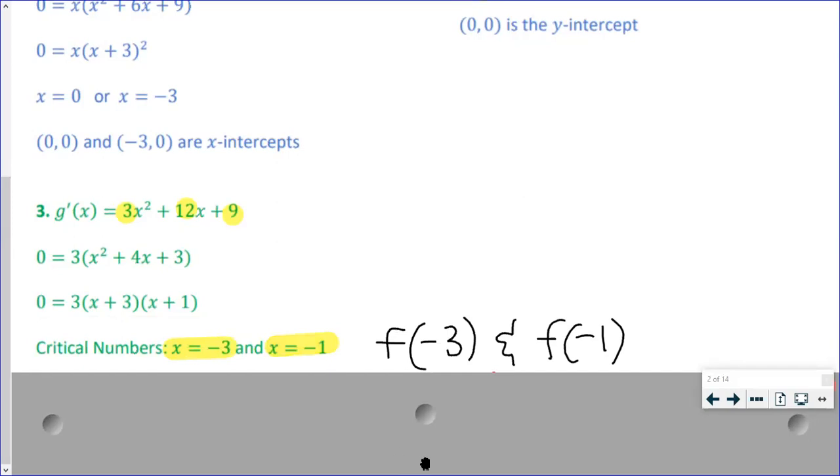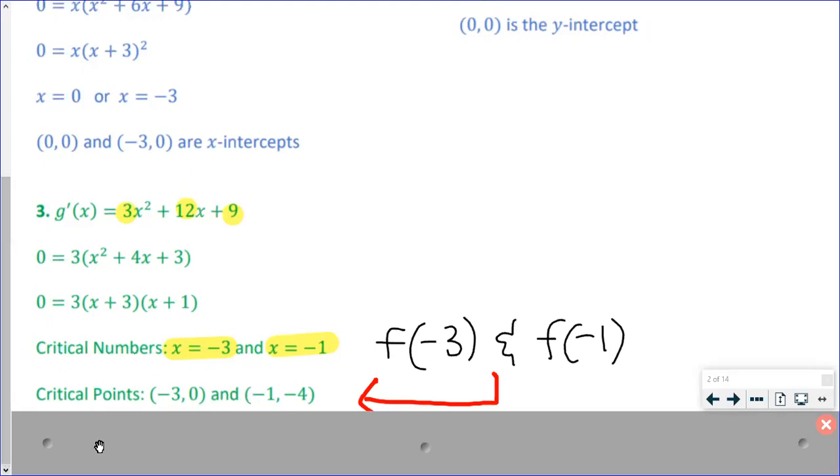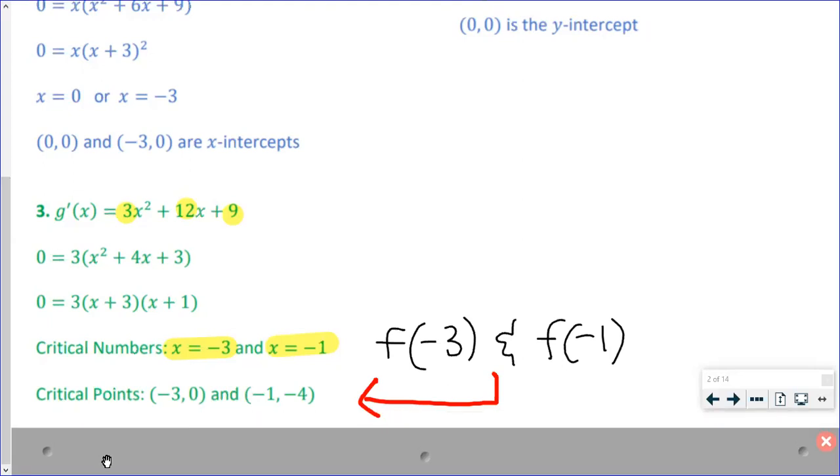But I have to plug these back into the original function to find f of -3 and f of -1 in order to get my critical points. So plugging in those two X values will give me Y values of 0 and -4 respectively. So you have to remember to plug it back into the original equation, not the first derivative, in order to get your critical points. As you can see, I'm just summarizing what you have already learned.